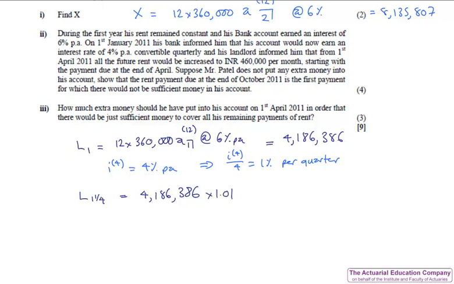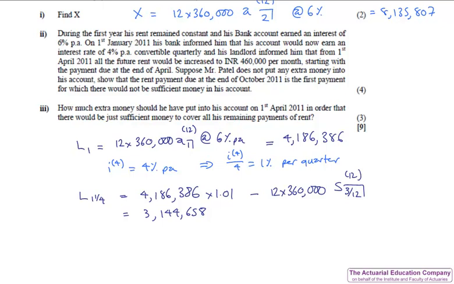We now need to take off the accumulated value of all the payments we make during those 3 months, which gives us an answer of 3144658. Full accuracy would have given 640 at the end. Okay, so we're now up to April, and we've got the new monthly payments of 460,000, and we need to show that we run out of money on October 2011.